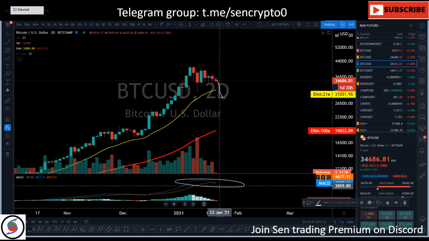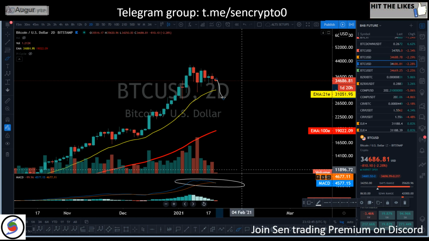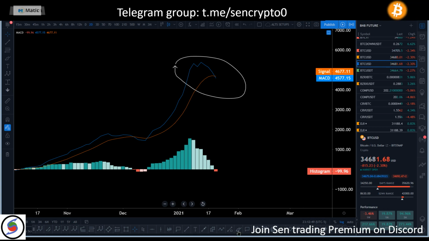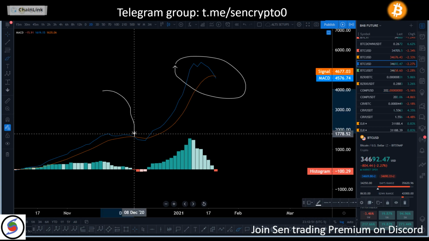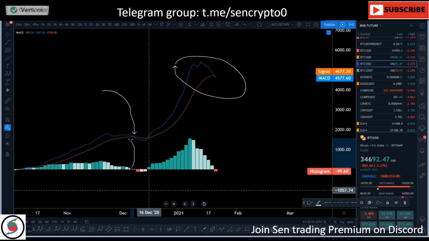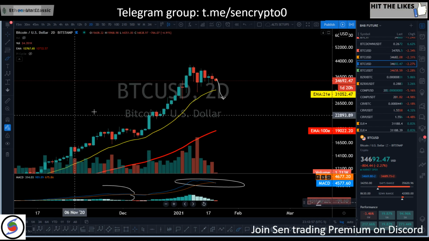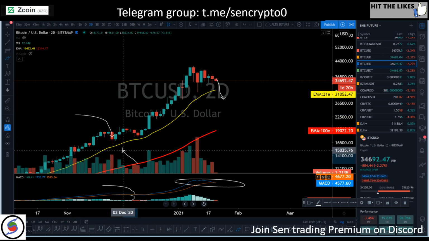Just because the MACD is bearish doesn't mean price action is going to dump. For instance, right here, we did get a bearish crossover on a 2-day basis. If we go back to the price action, we never crossed below the 21 EMA right here.